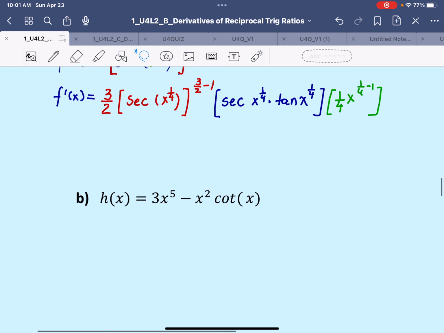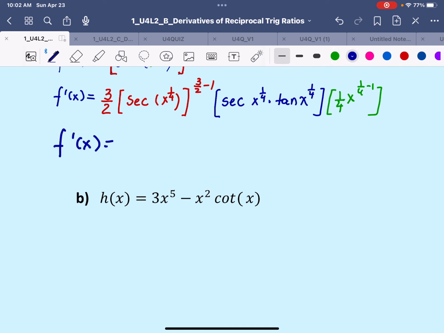Okay, so now let's simplify this. We have f prime of x equals, so notice that here we have a monomial 3 over 2, and then here we have a monomial of 1 over 4, so these can come together. So 3 over 2 times 1 over 4 will make 3 over 8.